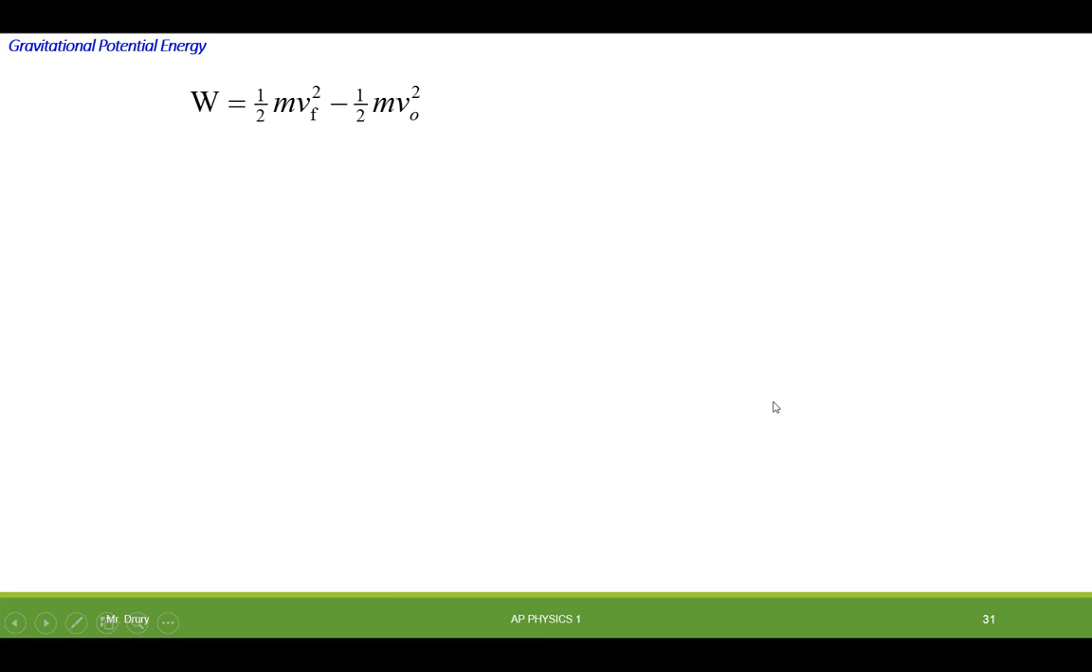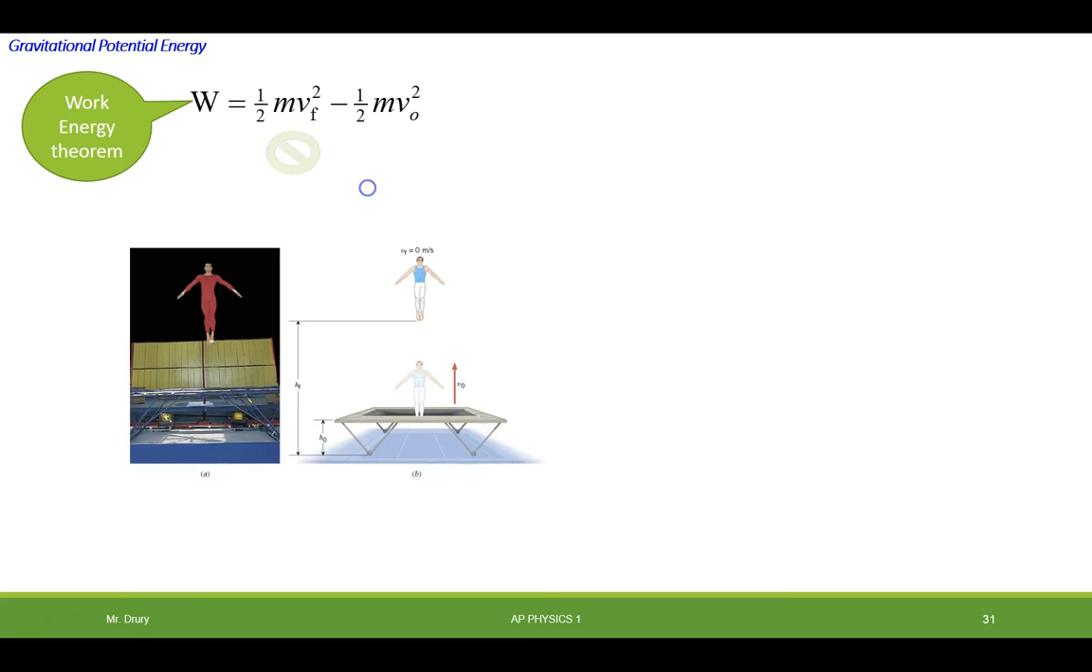What is this equation? If you remember from previous videos, the work done on an object is equal to the change in kinetic energy. That's called the work energy theorem. And the only work done on the object in this case, since there's no friction, and the object is going up, must be the work due to gravity.